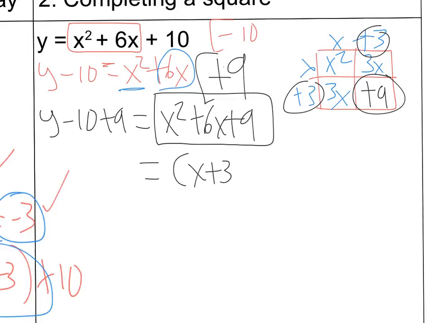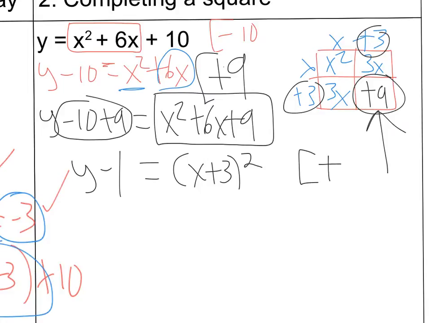X plus 3 squared. But remember, I had to literally complete a square. It required adding 9 onto each side to get it in perfect square form. Oh, by the way, I need to simplify this. Y minus 10 plus 9 is y minus 1. Now, I don't write my equations as y minus 1 equals. I have to add 1 to both sides to get rid of the 1 on the left. So I have y equals x plus 3 squared plus 1.